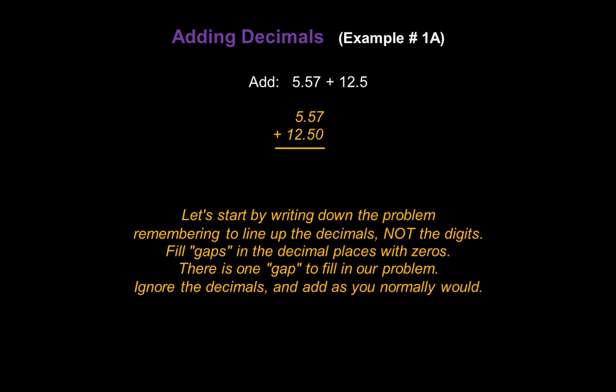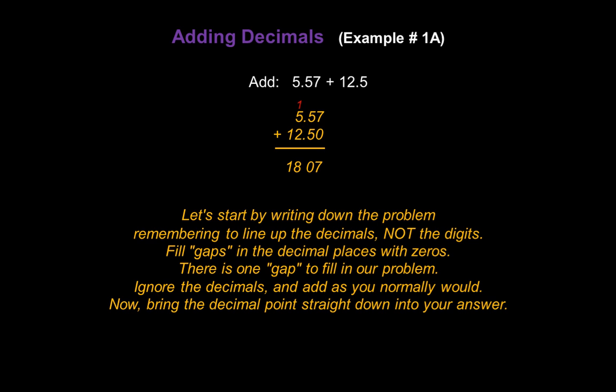Now ignore the decimals and just add these numbers as you normally would. Starting on the far right, 7 plus 0 is 7. 5 plus 5 is 10, so we'll put down the 0 and carry 1. 1 plus 5 is 6, plus 2 more is 8, and we'll bring down the last 1. Now bring the decimal point straight down into your answer, just like that. So 5.57 plus 12.5 is 18.07.